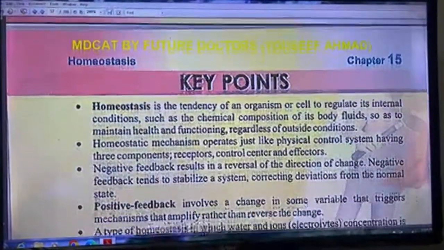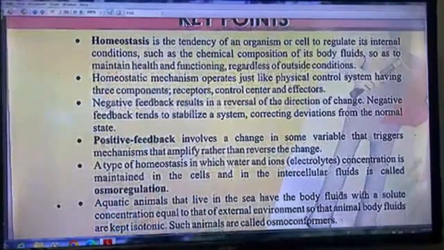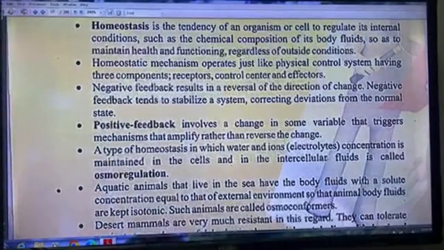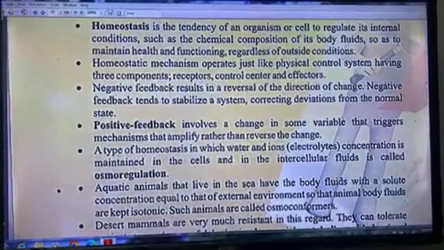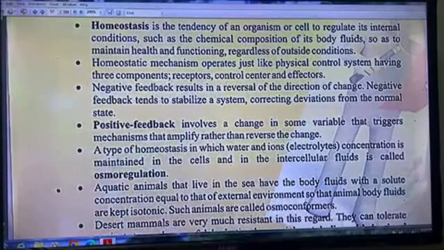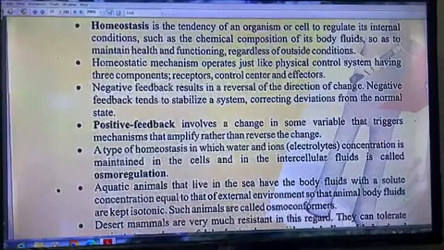Key points about homeostasis. Homeostasis is the tendency of an organism or cell to regulate its internal conditions, such as the chemical composition of its body fluids, so as to maintain health and functioning regardless of outside conditions.